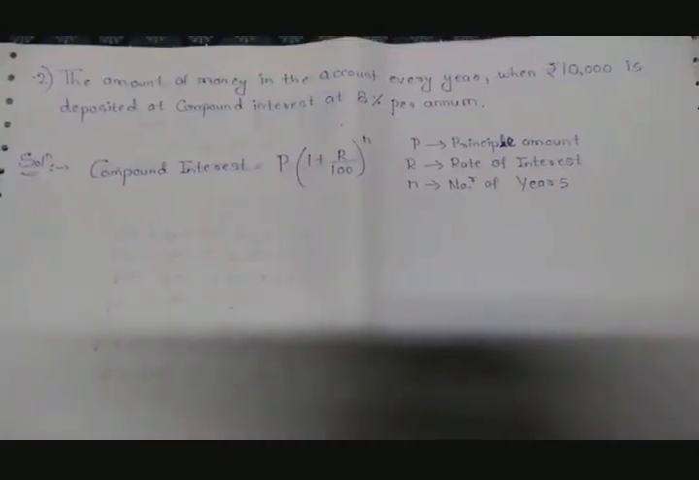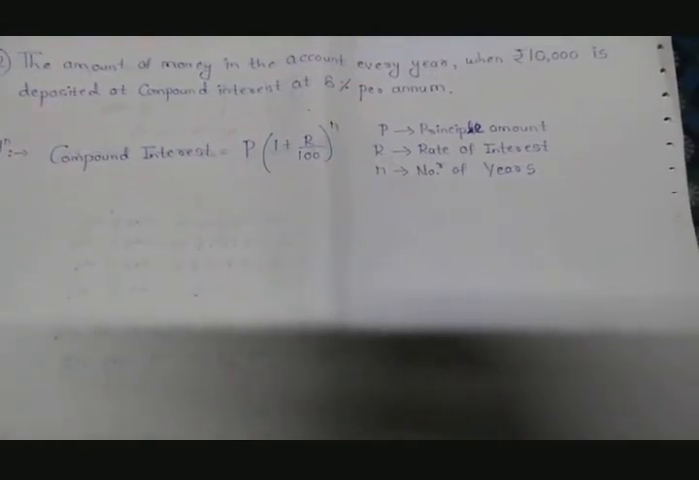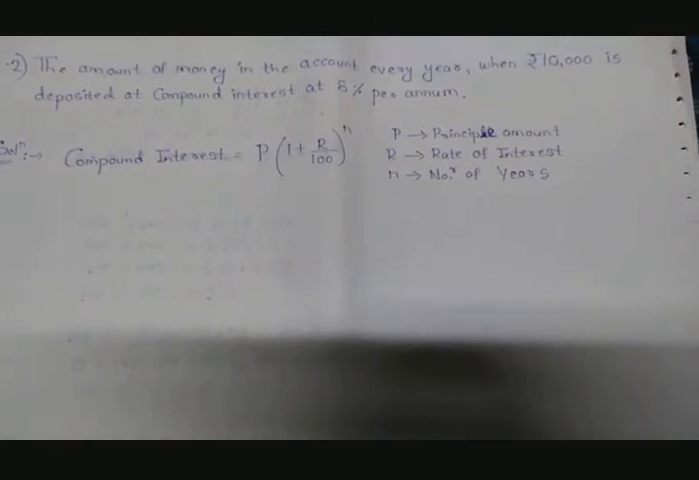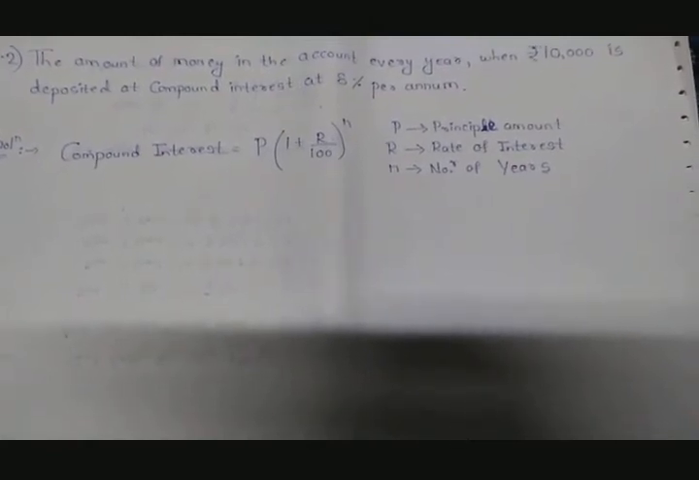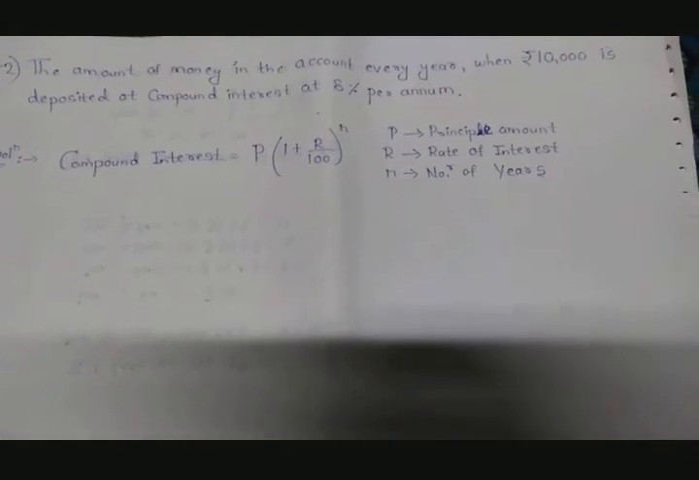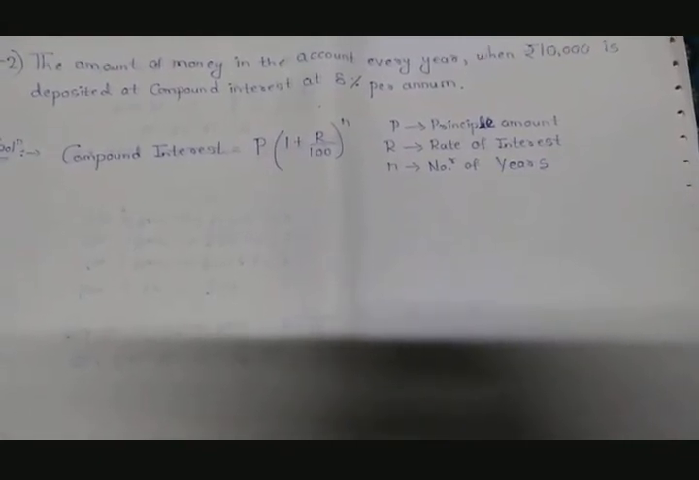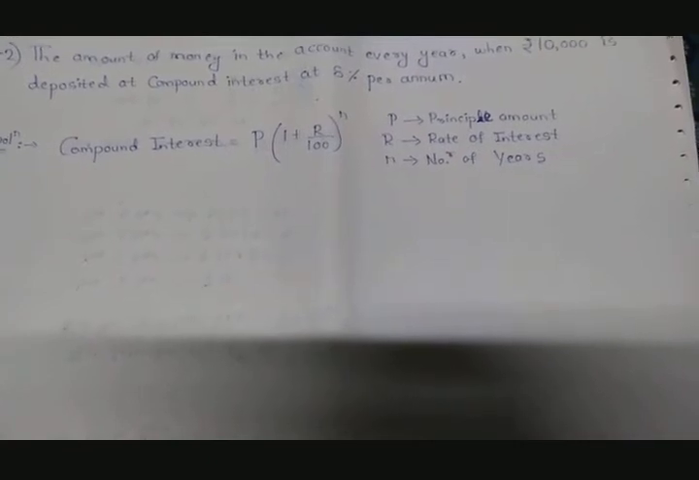The next problem is the amount of money in an account every year when rupees 10,000 is deposited at compound interest at 8% per annum. So an amount of rupees 10,000 is deposited in a bank which gives an interest of 8% per year, that is per annum.